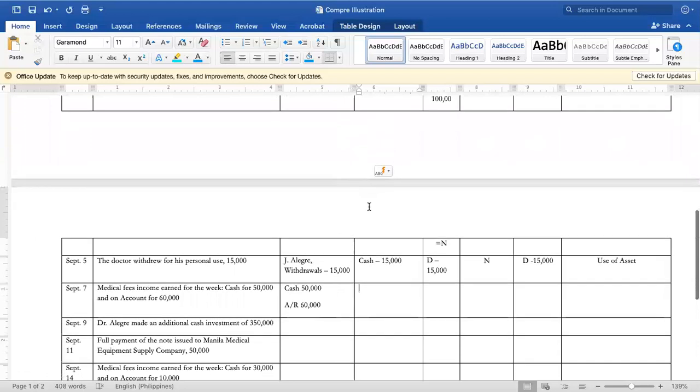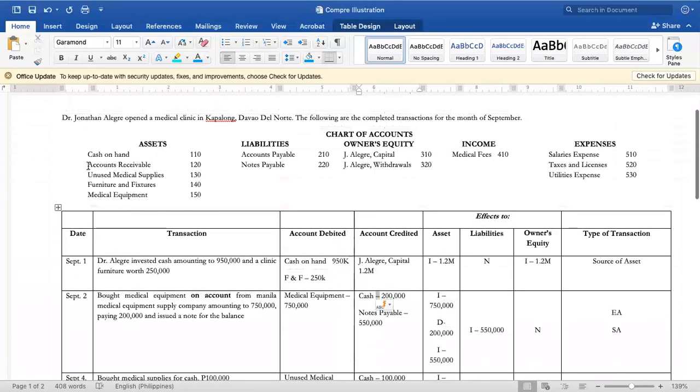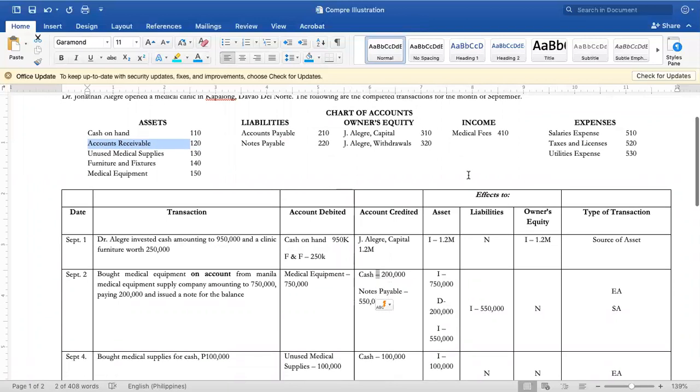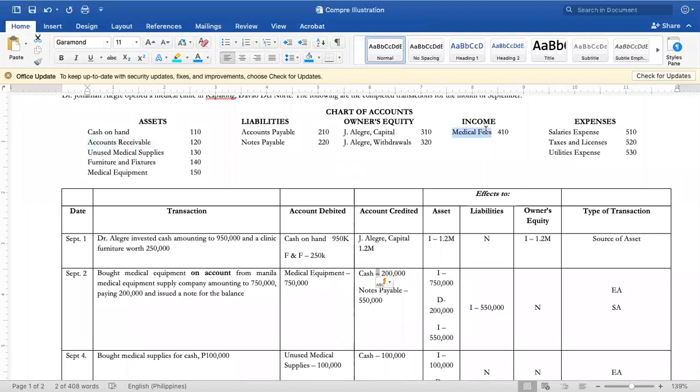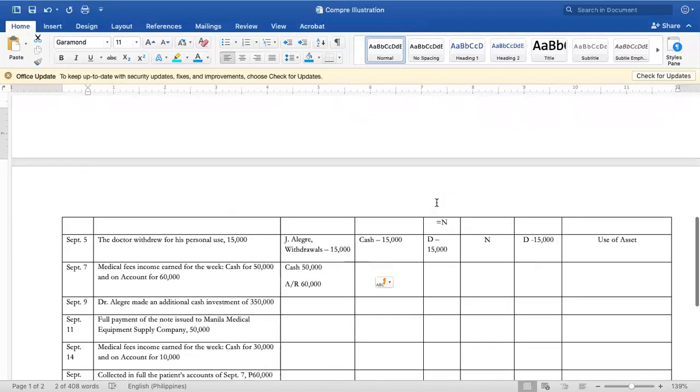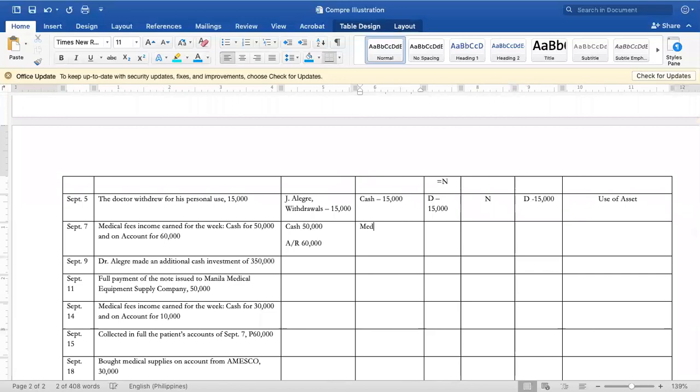Okay. So we have cash, we have accounts receivable or AR. At the same time, we rendered service, we earned, therefore that's from the medical fee. So that's an income account. Okay, so that is medical fees. What is the total amount of the service rendered? So that is 110,000, right? Although 60,000 is still on credit, 50,000 is on a cash basis. So that is medical fees income worth 110,000.